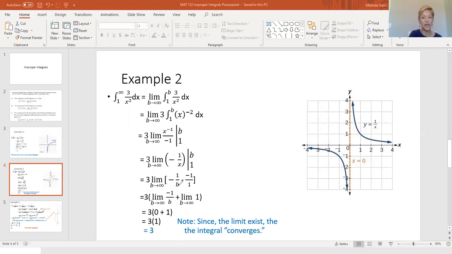So do you see, as b gets bigger, the fraction gets smaller and goes to 0? Look over here. As your value gets bigger, that fraction, when you put 1 over it, gets smaller. 1/10. If you go to 100th, it's smaller. 1,000th is smaller. And then, of course, 0 plus 1 is 1, and 3 times 1 is 3. So again, this time I got a numerical answer. That limit existed. When I get a numerical answer, they're going to say the integral converges.